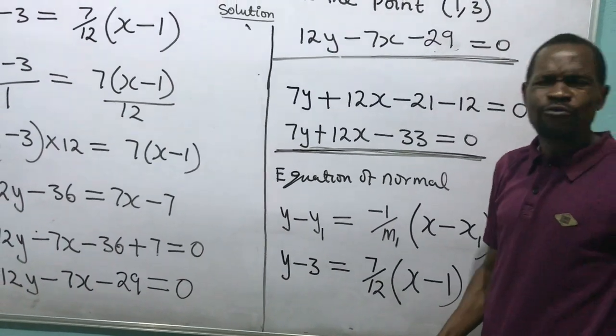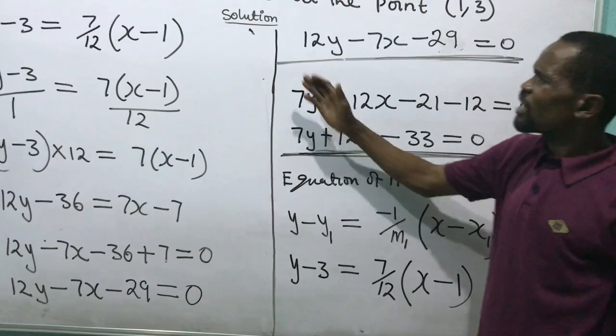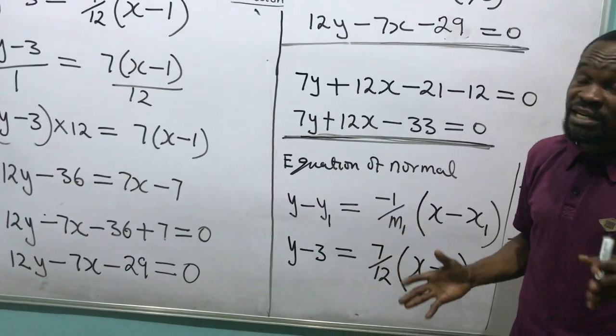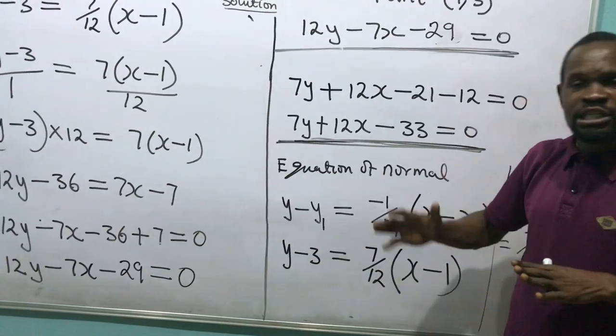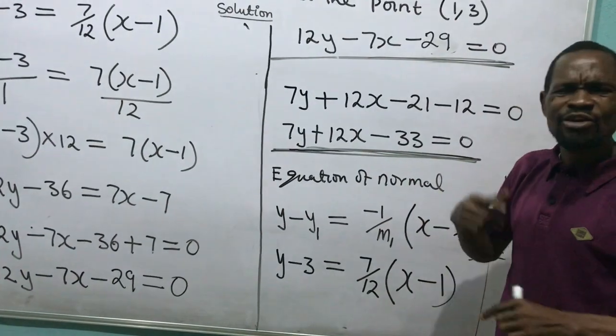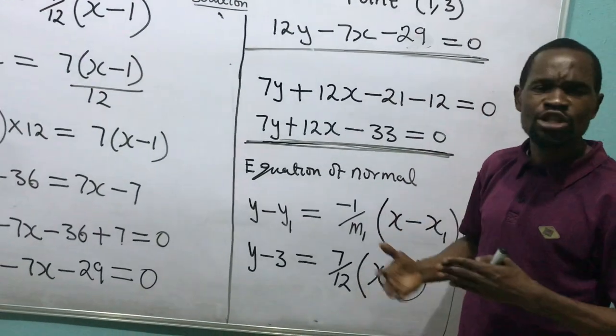And that's what we have for you today. We have seen how to calculate the equation of normal and the equation of tangent. They are all similar, but what differentiates normal and tangent is their slope. So when you get the slope of tangent, you are able to get the slope of normal.